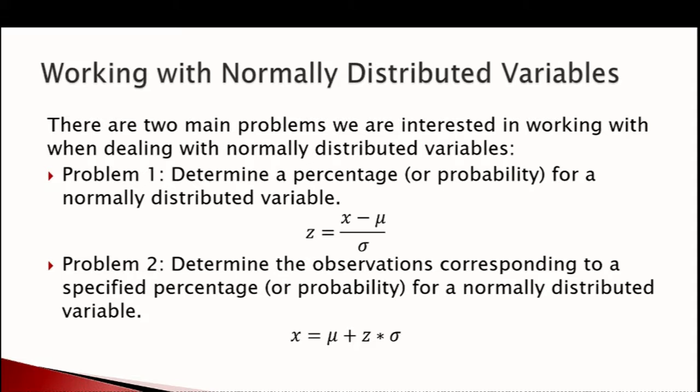Problem 2, determine the observation corresponding to the percentage for a normally distributed variable. You have the formula x equal to mu plus z times sigma. This looks a little bit new, but it's not too new. It's just the z-score formula rearranged and solved for x. With a little algebra, you can see that. But if you are not very interested in the algebra, there you go. You have the formula and you can just use it.